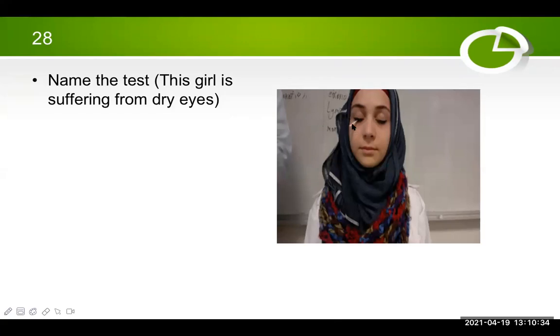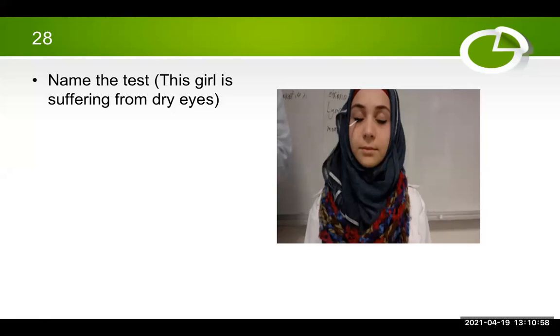See there. This is a small paper which is inserted in the conjunctival sac, and after 5 minutes, we see how much length of this paper is wet. Okay, and this is how we interpret Schirmer's test. Now tell me, in which disease do we usually do Schirmer's test? Which disease is that?